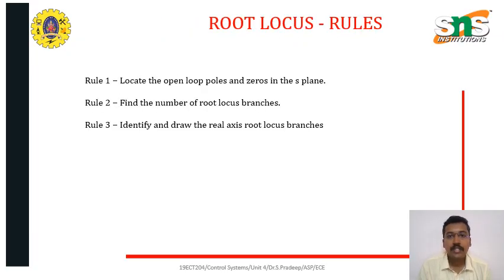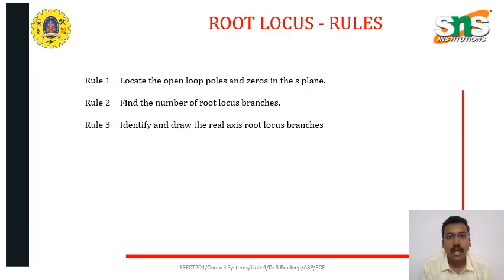The set of rules to construct the root locus. The first rule is to locate the open loop poles and zeros in the S-plane. We know that the root locus branches start at open loop poles and end at open loop zeros. So the number of root locus branches n is equal to the number of finite open loop poles or the number of finite open loop zeros, whichever is greater. Rule number 2, find the number of root locus branches.